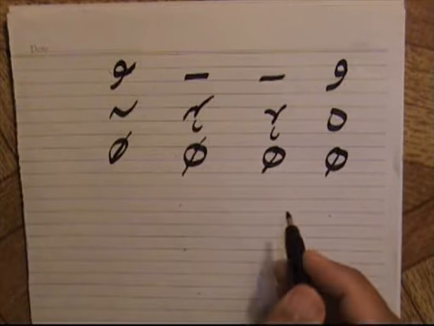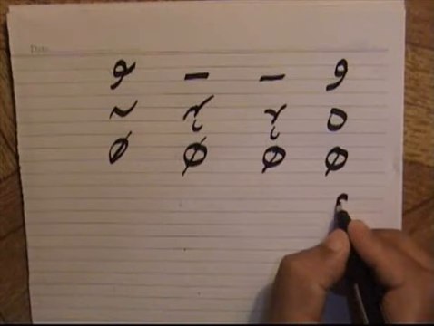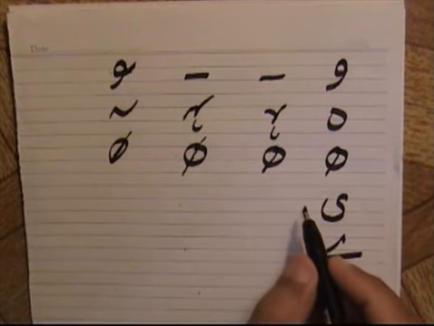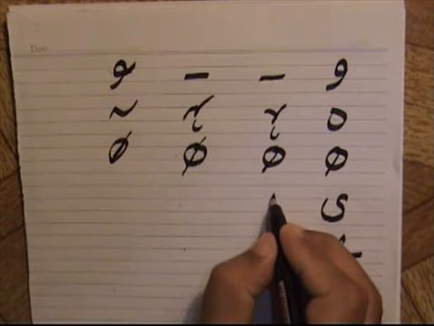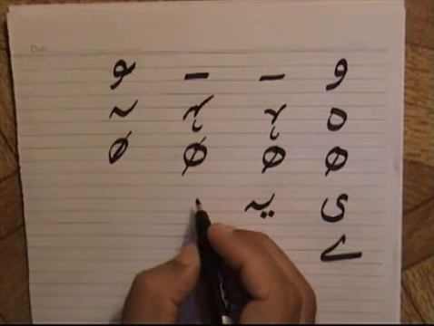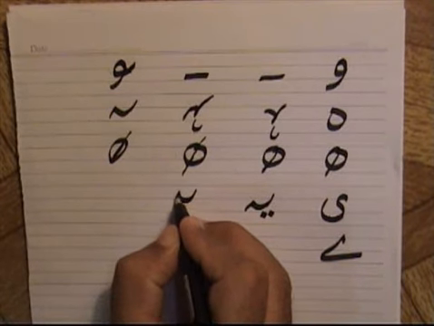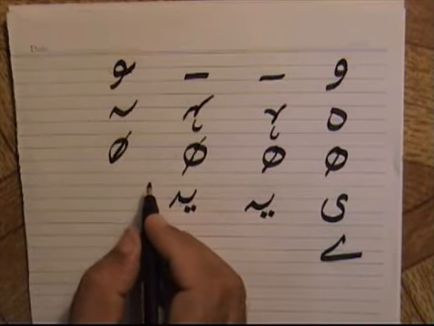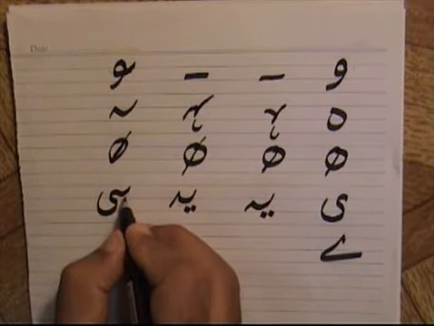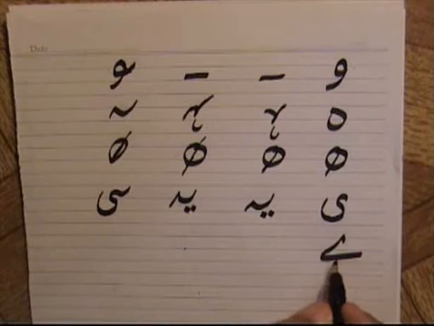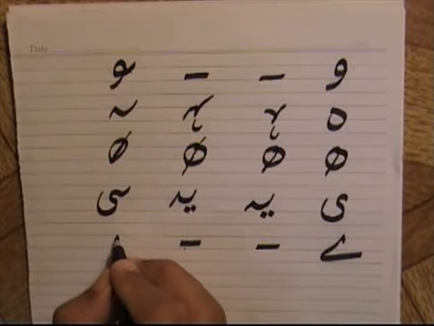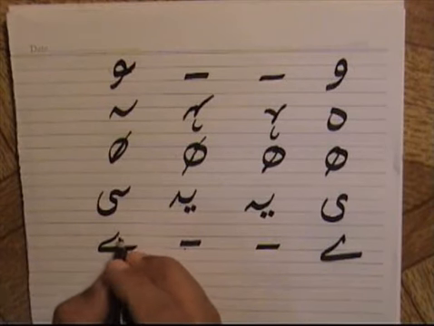Then we have choti ye and badi ye. Choti ye in the initial position is written like this. In the medial position it is written like this, and in the final position it is written like this. It has a connector in the beginning. And badi ye, it is a non-connector. It has no initial and medial position. It has only the final position, and it is used in the end with the connector in the beginning.